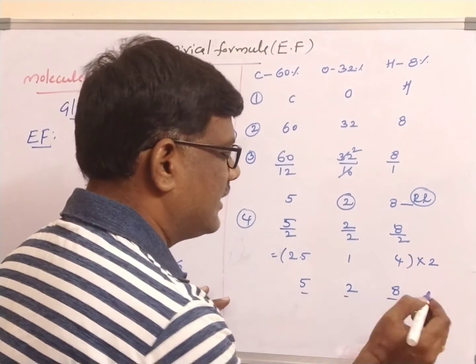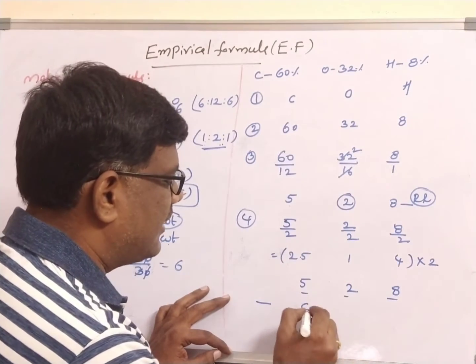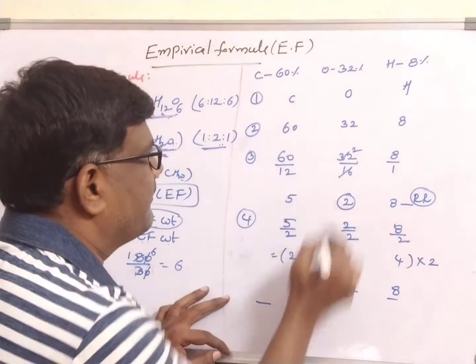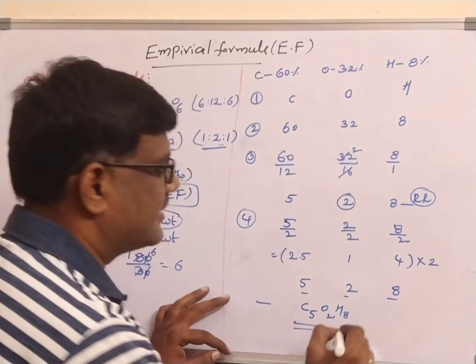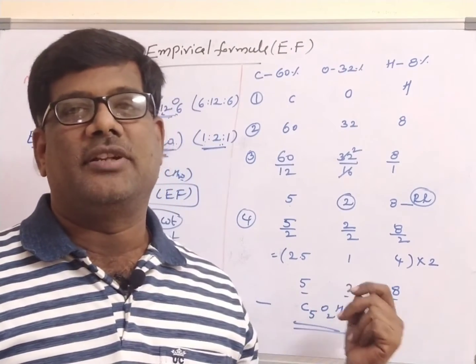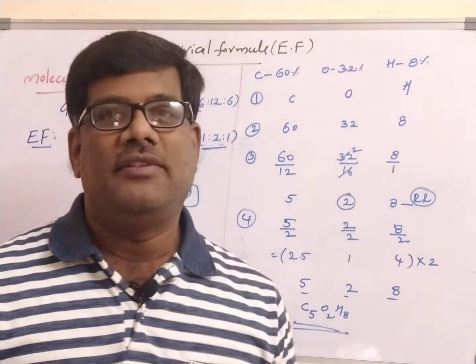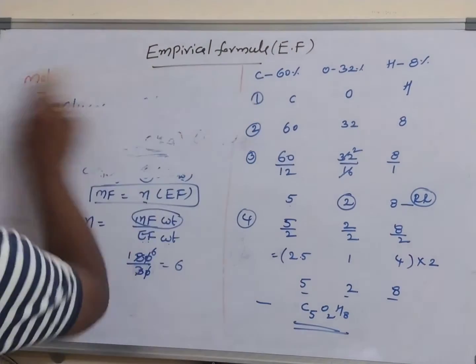Now, this is the simplest ratio. According to this concept, the empirical formula is C5, oxygens are 2 and hydrogens are 8. Ultimately, C5O2H8 is called the empirical formula of the given compound. Now I will take a second example.